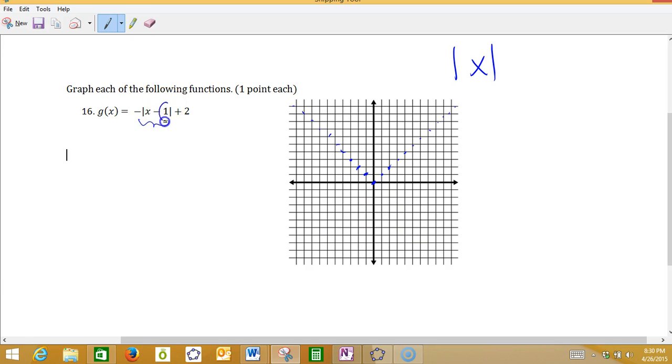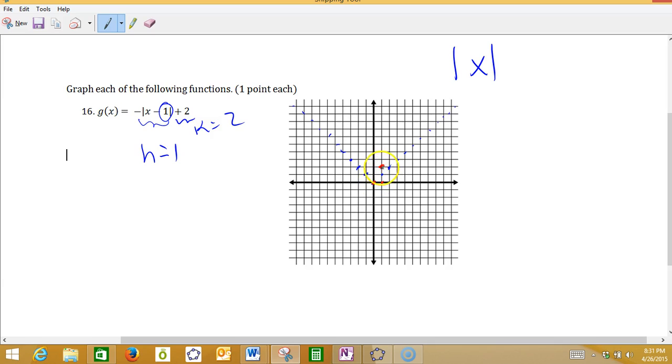This minus 1 here means our h is a positive 1, so the graph's going to move to the right 1, and then our positive 2 means k is a positive 2 here. So to graph this first one, what I think about is this vertex point 0, 0. Let's move it 1 unit to the right, since h is 1, and go up 2, since k is 2.